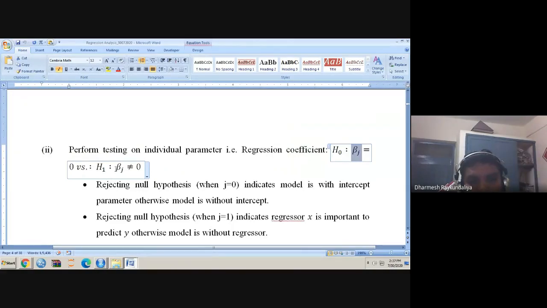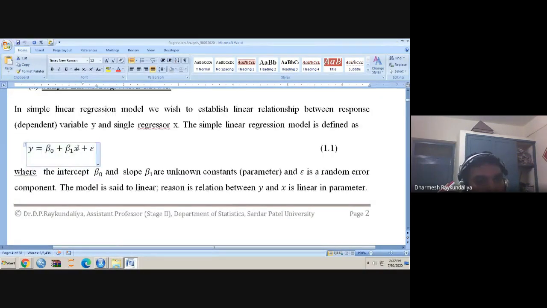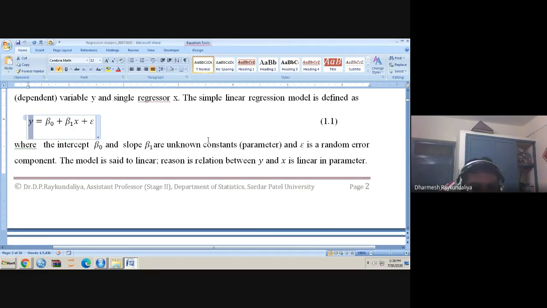Suppose if you reject the null hypothesis that the intercept is 0, that means your model is not without intercept. Means beta 0 वहाँ पे model में रहेगा. If you reject the null hypothesis that beta 1 equal to 0, it means model में beta 1 रहेगा. Beta 1 रहेगा इसका मतलब उसके साथ कौन है? X है. That means X is important for the model development. So when you reject the null hypothesis that beta 1 is significantly different from 0, it means that X is important to know the value of Y. Is that okay?